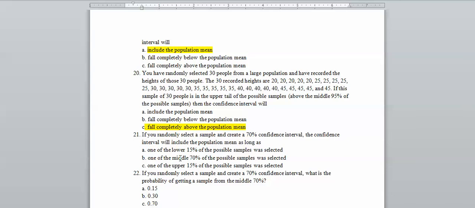But now the middle area has changed. Instead of it needing to fall in a middle 95% area, it now has to fall in a middle 70% area. So if you're creating a 70% confidence interval, the requirement is that the sample comes from the middle 70%. Any sample in the middle 70% will work, and you'll include the population mean. Anything in one of these tails won't include the population mean.